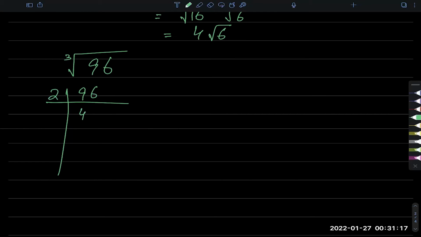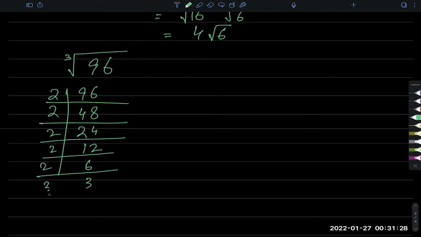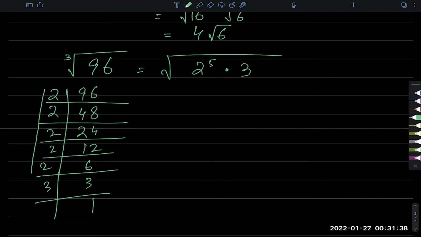2 4s are 8 and 2 8s are 16. So basically I have half of 96. Half of 96 is 48. Half of 48 is 24. Half of 24 is 12. Half of 12 is 6, half of 6 is 3, and 3 obviously divides by 1. So this thing I can write as, how many 2's do I have? 1, 2, 3, 4, 5. So this is 2 power 5 times 3, and the 3 outside remains.